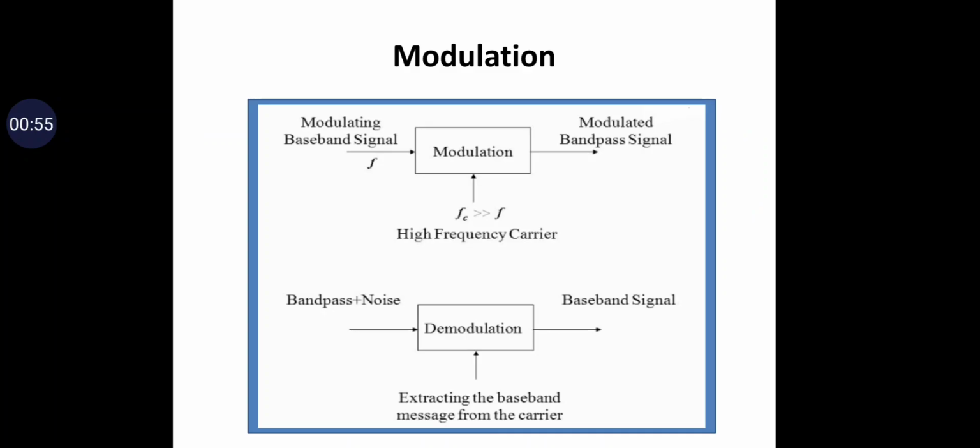For modulation, there are two inputs. One is modulating baseband signal and high frequency carrier. Output is the modulated bandpass signal. And demodulation is the reverse process of modulation, that is extracting the baseband message signal from the carrier. Here the input is the bandpass signal plus noise that is present in the channel. So the output of the demodulation is baseband signal.